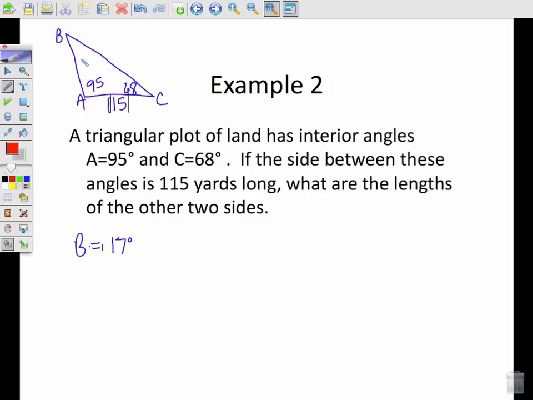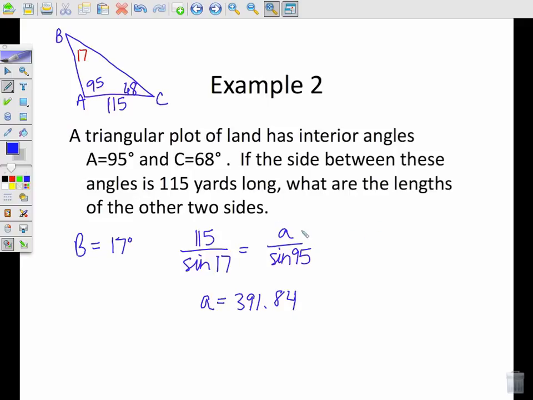And the second part to that would be, let's find little a. To find little a, we're going to do 115 over the sine of 17 equals a over the sine of 95. Cross multiply, divide, and figure out your a value. In this case, a is 391.84.